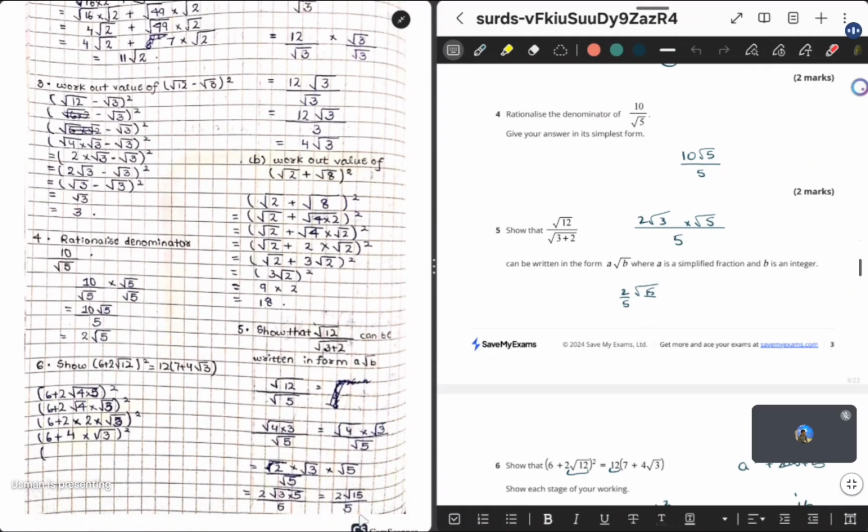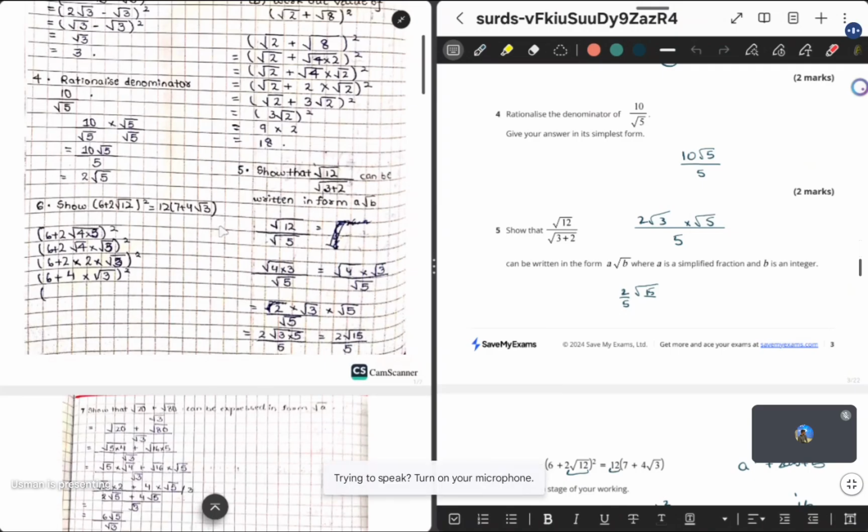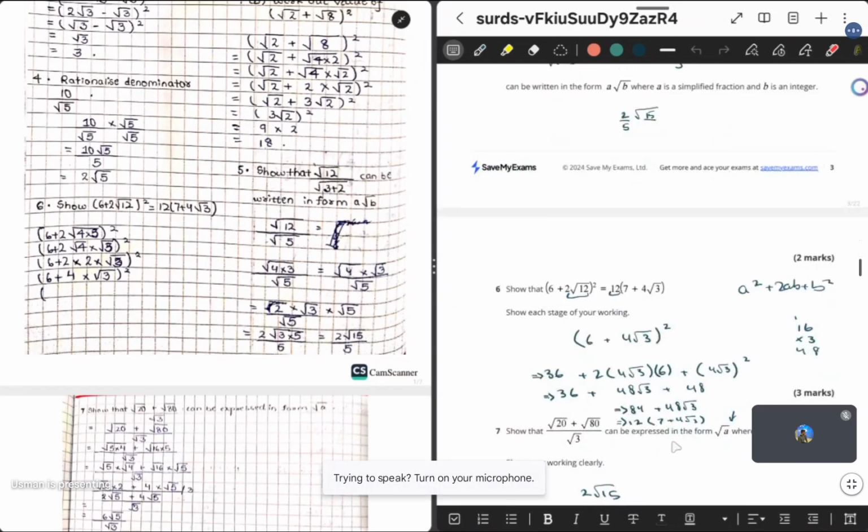Question 5 would be, yes. Good. Right. So you would write A as a fraction, which would be 2 over 5, and B as 15. Yes. Yes. Good. Then you have this question.